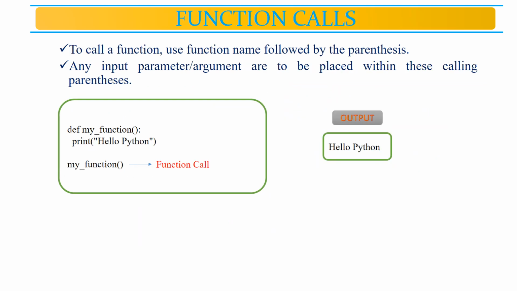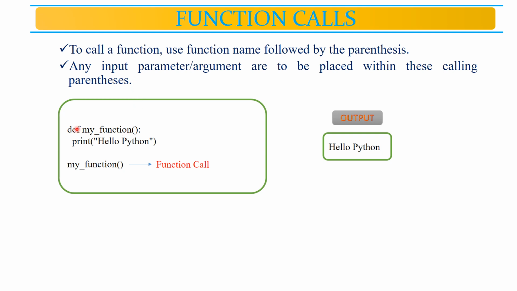The next topic is how to call the function once you have created it. To call a function, we use the function name followed by parentheses. The input parameters and arguments are placed within the calling parentheses.